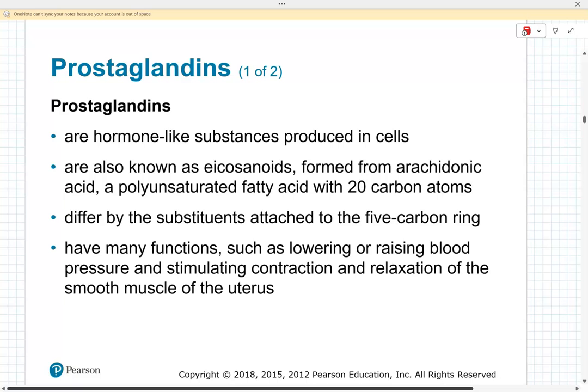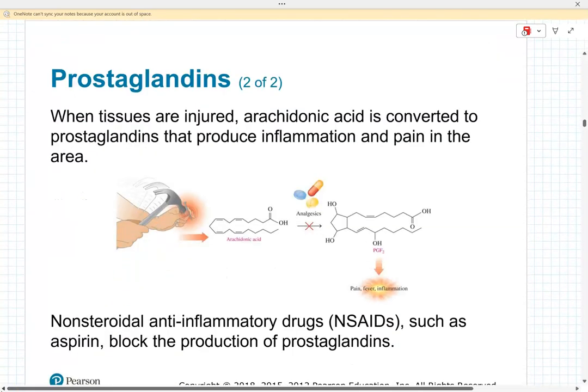Now, one example of fatty acid derivatives that are absolutely essential for our existence are prostaglandins. Prostaglandins are chemicals produced in the cells. The term is eicosanoids because they're produced from arachidonic acid. These are examples of some of the prostaglandins. So when you see this PGF2, it means prostaglandin F2.